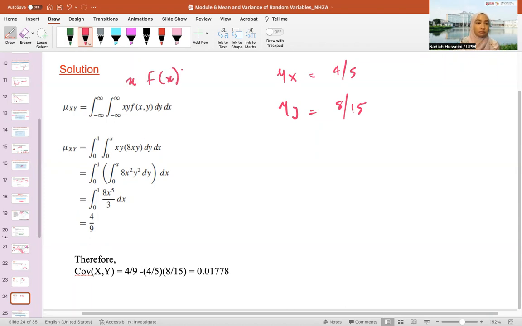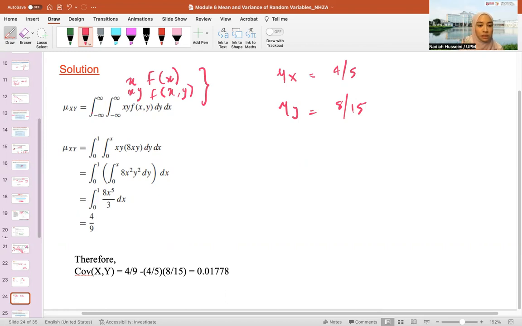For joint mean, it is going to be xy times f of xy. Please keep this in mind because it is not in the definition. Please write that somewhere. It's not in the definition. This is basically expanding the equation. So xy times f of xy, this is your equation for joint probability density function.